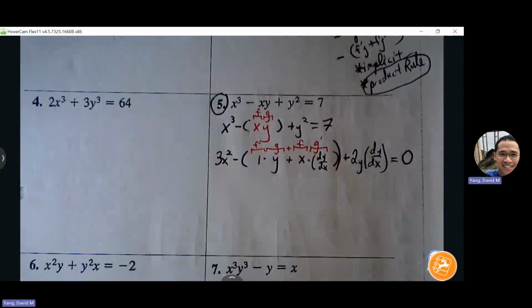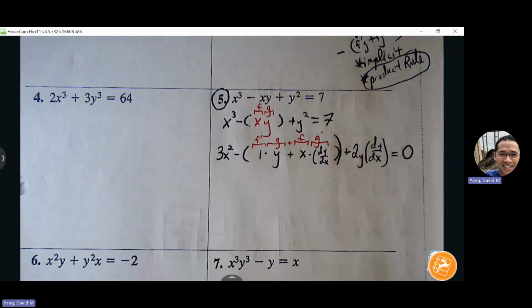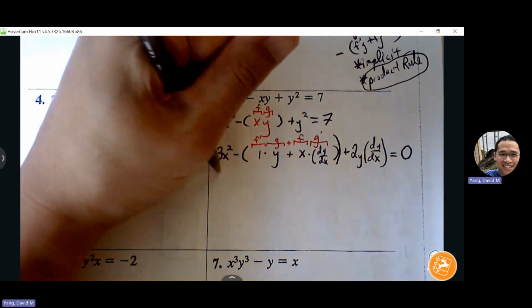All right, so any questions here? This is really the most important step because this is the only calculus step. The rest of it is just trying to move things around and solve for dy dx. Okay, so now let's just do some cleanup. I'm going to distribute the negative through, and then I want to collect the dy dx terms on the left side, and move the non-dy dx terms to the right side.